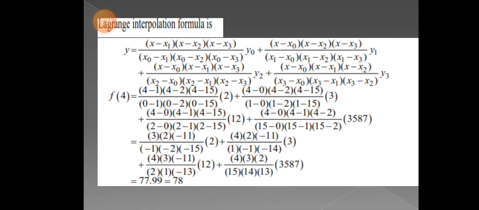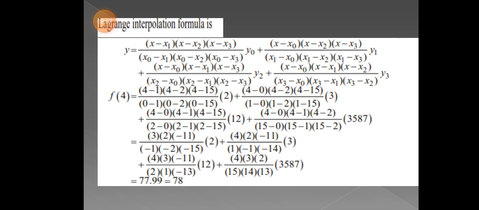And first, the procedure of the mathematics is that you have to use the numerator values first. First, you have to calculate the numerator values, then the denominator value, and then only you divide both the values. So, first, you have to check the numerator. 4 minus 1 is 3, 4 minus 2 is 2, and then 4 minus 15 is minus 11, so you have to multiply 3 into 2 into minus 11. And the next case also: 4 minus 0 is 4, 4 minus 2 is 2, and 4 minus 15 is minus 11. That you also have to multiply.